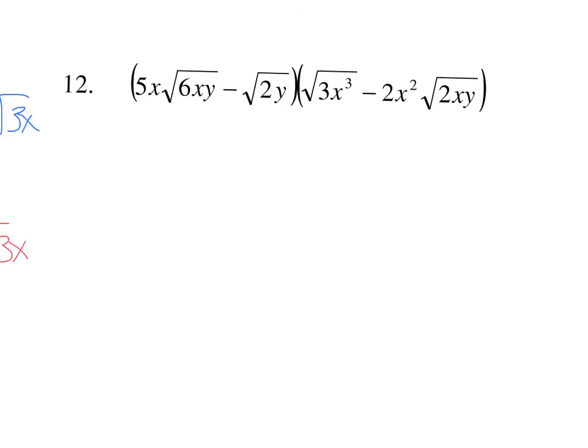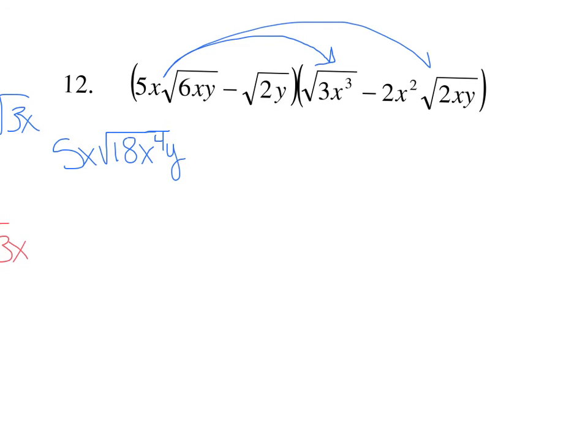And number 12, more of the same. So this term times this term. And I know I'm doing this process because this is two terms here, a binomial times a binomial, we do double distribute. So when I multiply these two terms together, the coefficients are just 5x. The radicands are 6xy times 3x cubed, and that makes 18x to the 4th y.